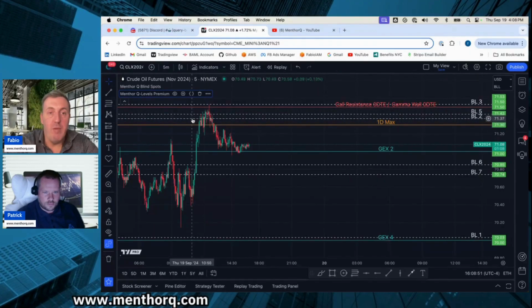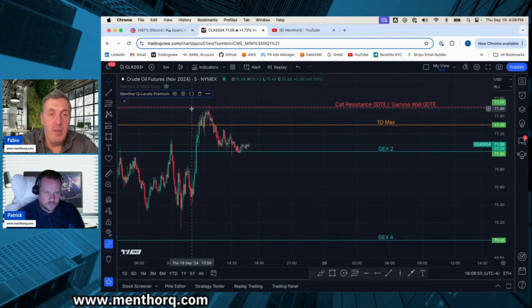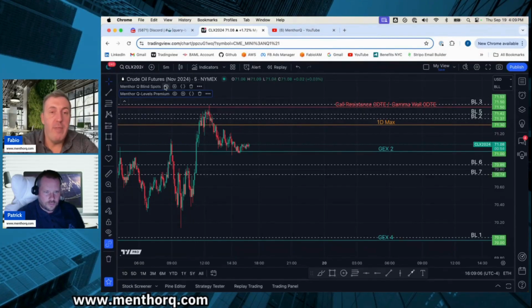But then there is a lot of congestion here. So imagine that you didn't have these levels here. What would you do? If you were trading crude oil here, would you think it's going to stop? It's going to continue? But what if we add blind spots? You have a clearer picture coming from assets that are correlated. So we're talking about ETFs in the commodity space, companies in the commodity space.